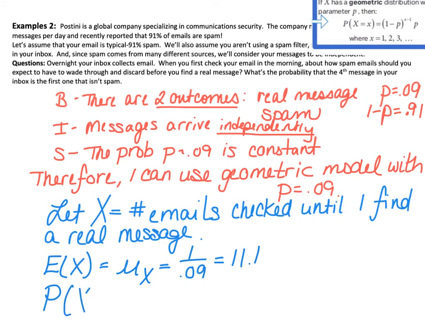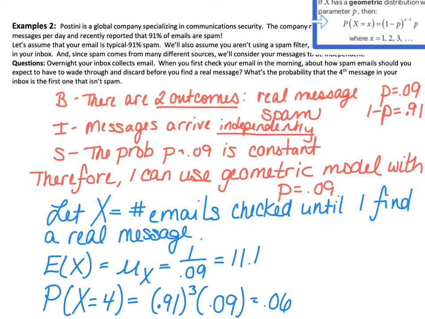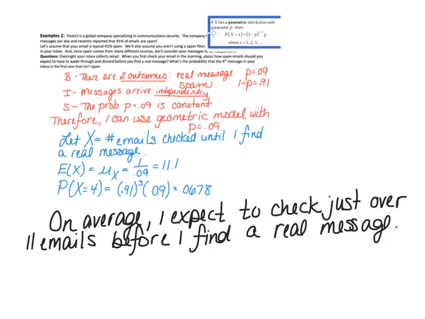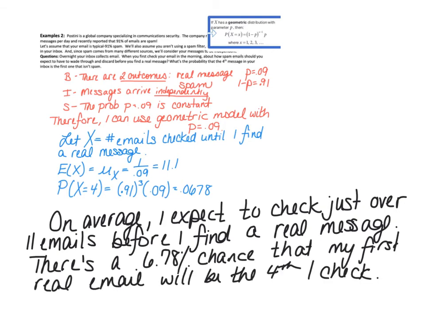So what's the probability that capital X is equal to 4? Well, you can look at your formula sheet or logically think it through. That means the first 3 are not, so 0.91 to the third times the probability that the fourth one is, which is 0.0678. So let's put this in context. On average, I expect to check just over 11 emails before I find a real message. There's a 6.78% chance that my first real email will be the fourth I check.